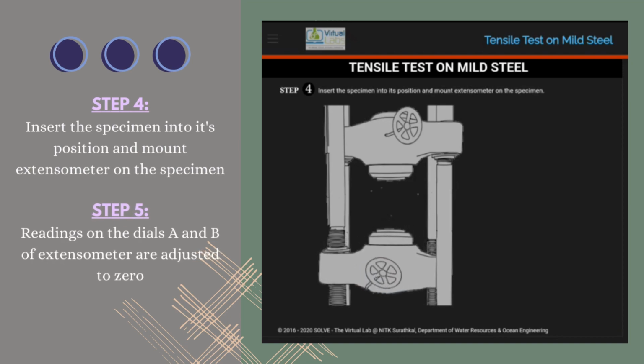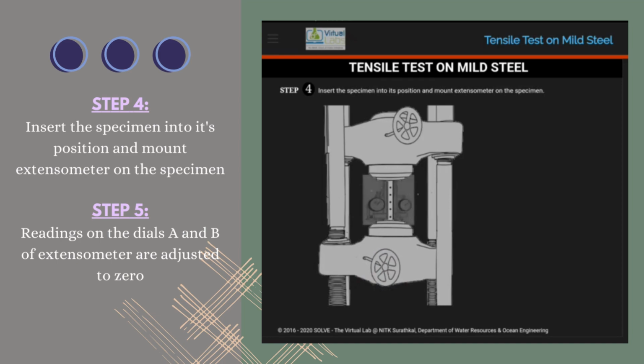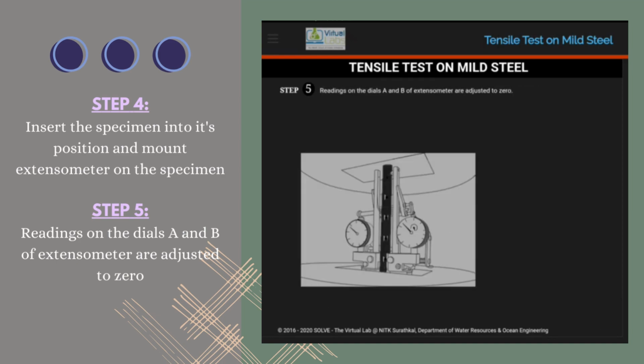Step 4. Insert the specimen into its position and mount the extensometer on the specimen like it's shown in the video. Step 5. We need to make sure the readings on dials A and B of the extensometer are adjusted to 0.